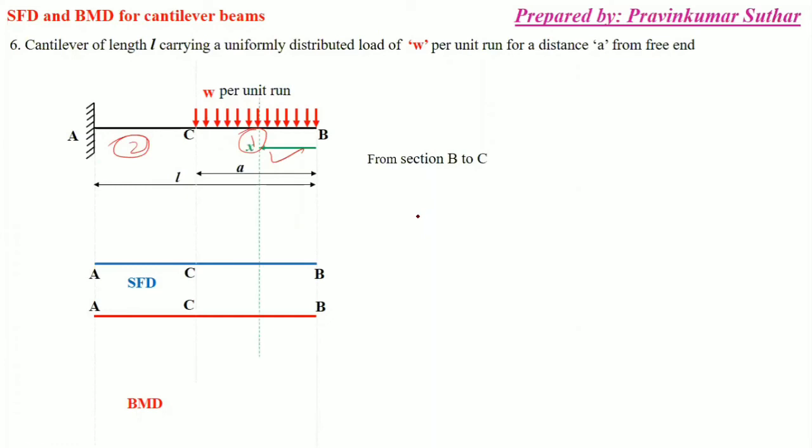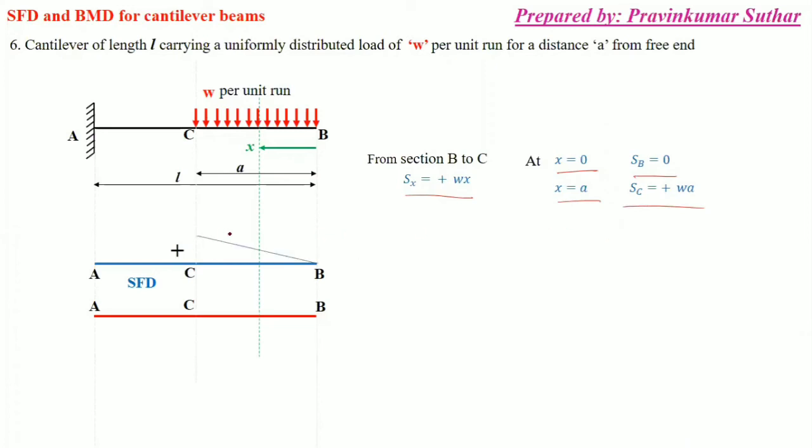So in this, as you can see, shear force will be equal to Wx. After putting the value we'll get at x equal to 0, SB is equal to 0, and at x is equal to A, SC will be equal to WA. No problem. So we have this value and value of this is equal to WA. After then from C to A, as there is no load, in this section there is no load, so simply this WA will be continued throughout the length.